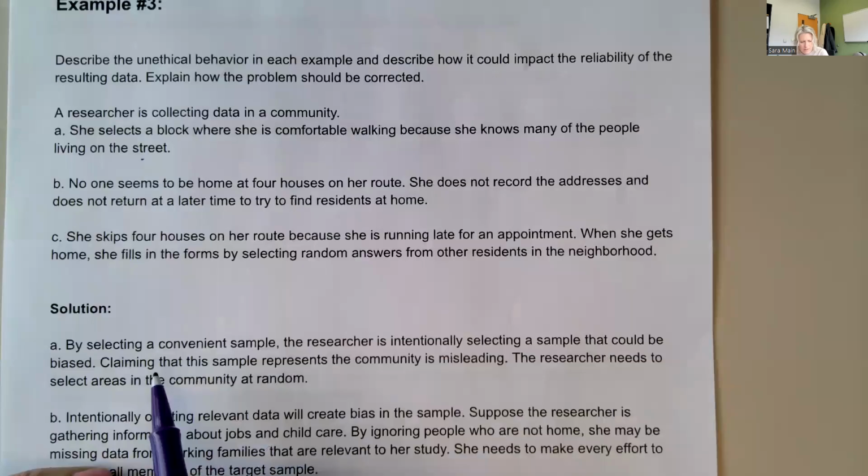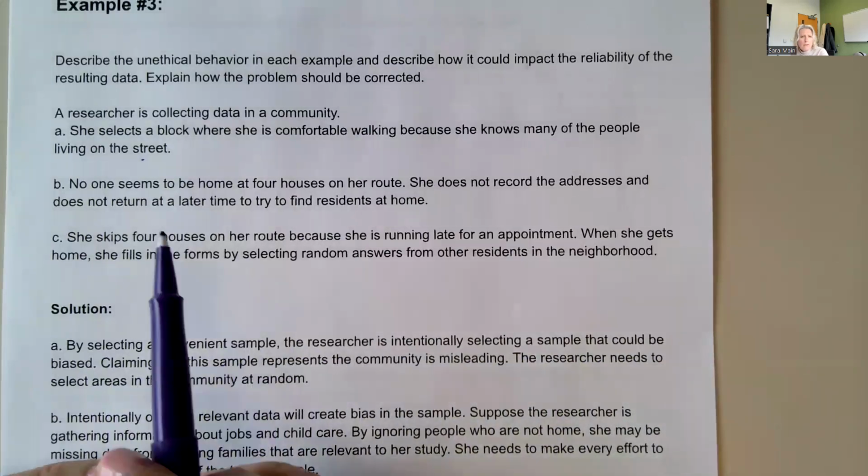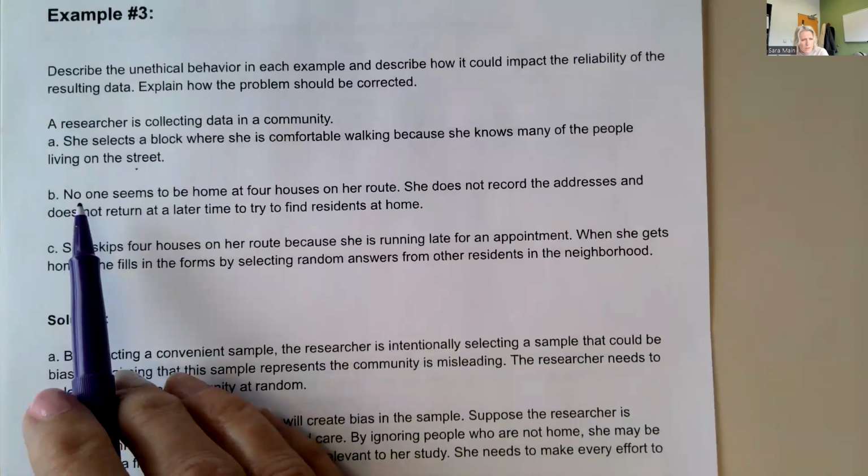So let's look down here under the solution. By selecting a convenient sample, the researcher is intentionally selecting a sample that could be biased. Claiming that this sample represents the community is misleading. The researcher needs to select areas in the community at random. Okay. What about up here in B?